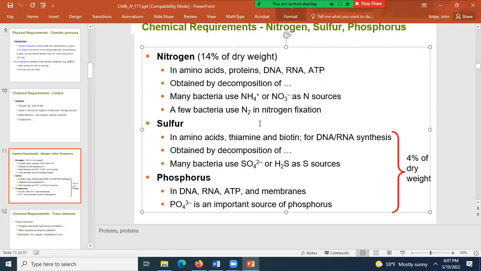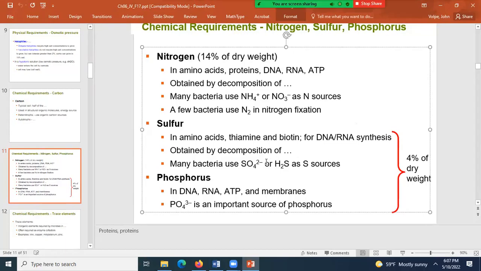All right, sulfur is largely obtained from amino acids, but you can get it from thiamine and biotin, two B vitamins. Sulfur is needed in DNA and RNA synthesis. Sulfur is largely obtained from the decomposition of proteins, and that is how we get most of our sulfur needs. We can get it from mushrooms as well, but mushrooms don't have hardly any protein.